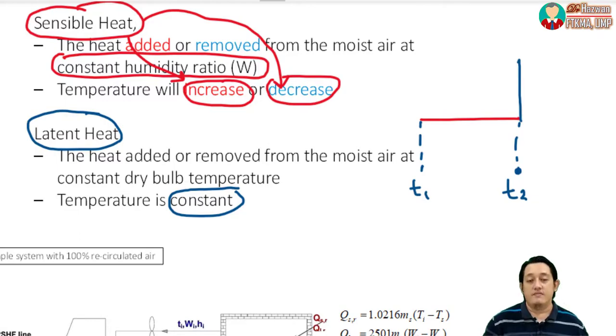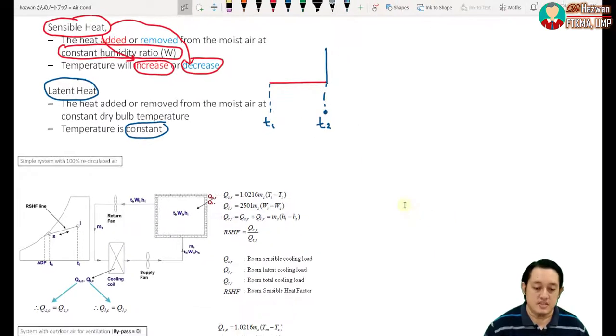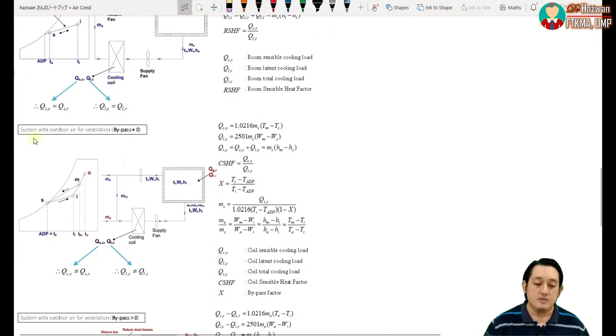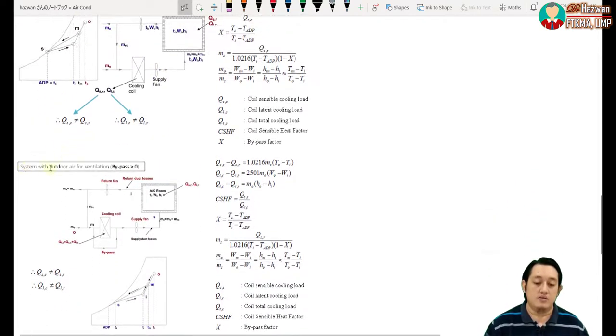So after this I will explain about the simple system with 100% recirculated air, and the system with outdoor air for ventilation where the bypass is zero.